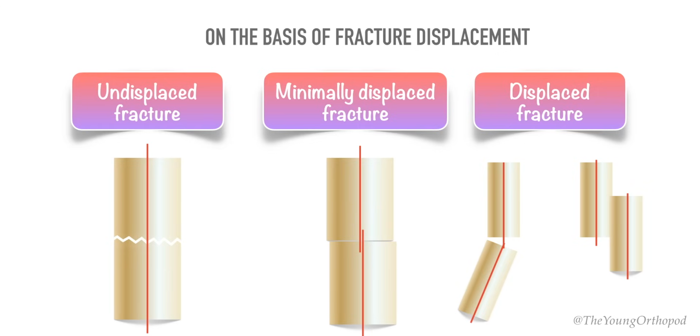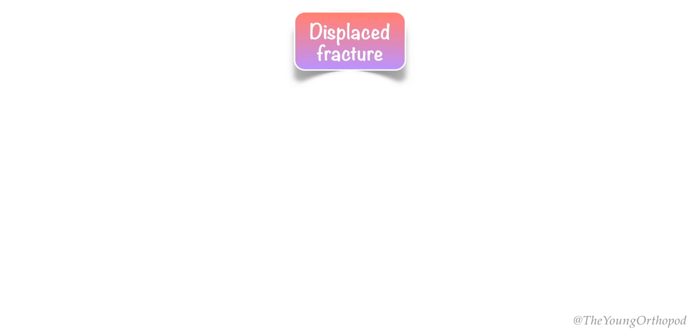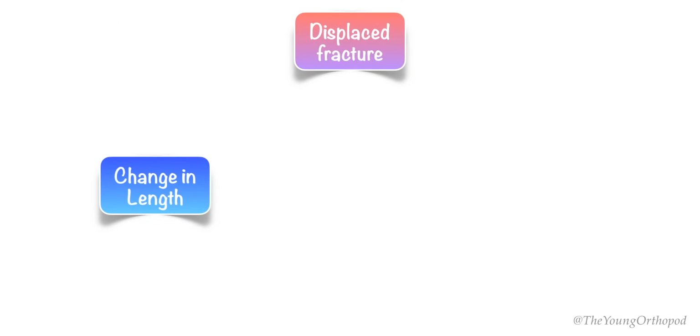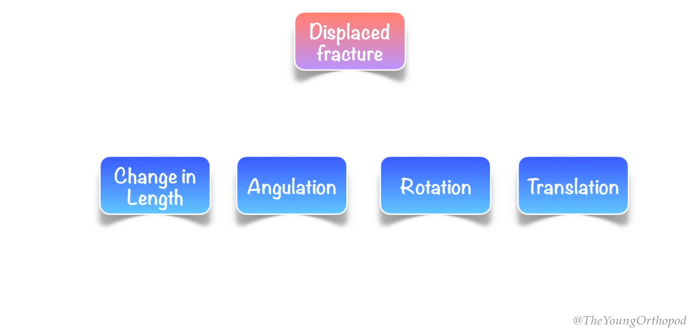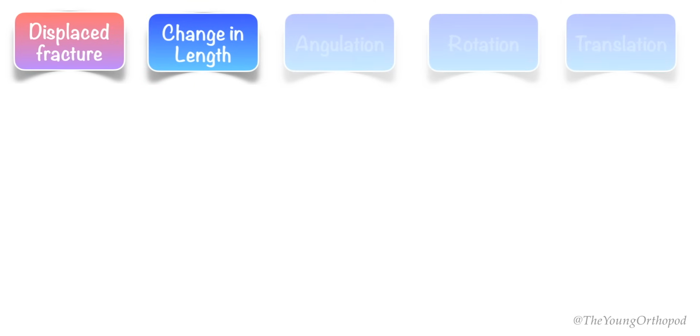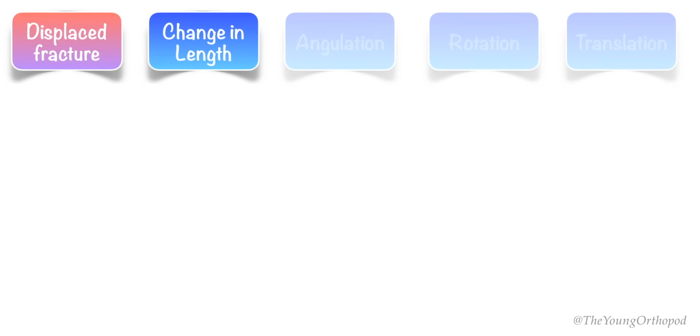A displaced fracture is described as the displacement of the distal fragment in relation to the proximal fragment. The fracture displacement is described in terms of change in length, angulation, rotation, and translation. Let's see how a displaced fracture causes change in the limb length.